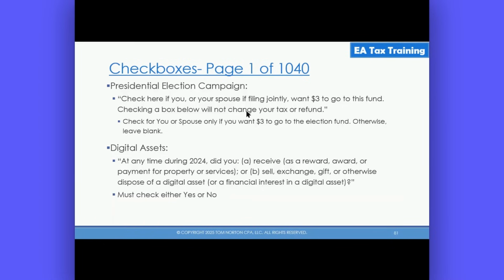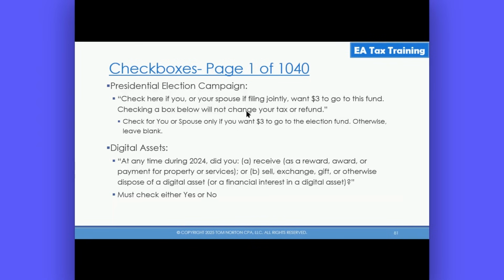As it says, if you check the box, it doesn't mean that you owe $3 more, or that you get $3 less of a refund. It just means that $3 of your taxes that you're paying will be allocated to this special presidential election campaign fund. And each spouse can decide independently, if they're married filing jointly, whether or not they want $3 to go to the fund. If you don't check it, then the money won't go to that fund. And in the real world, very few people actually check these boxes, but they can if they want to.